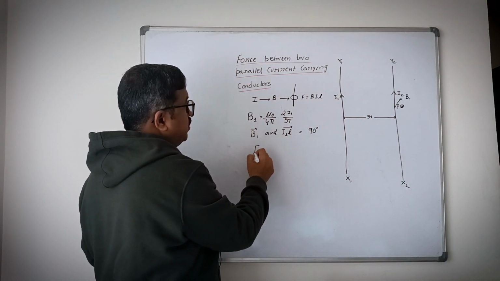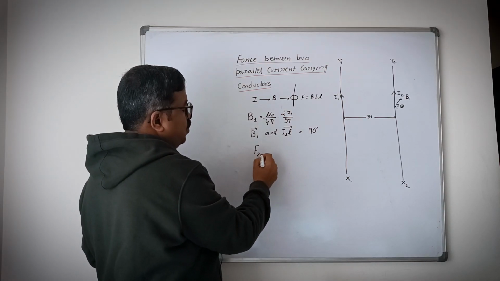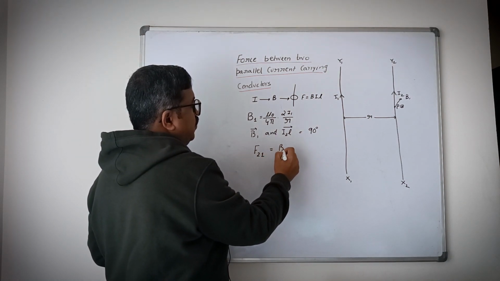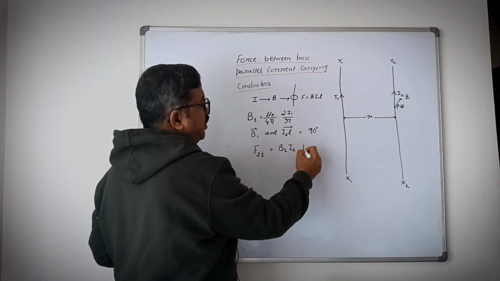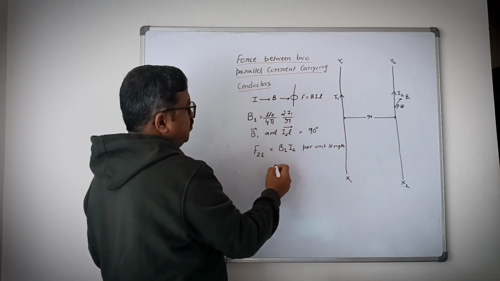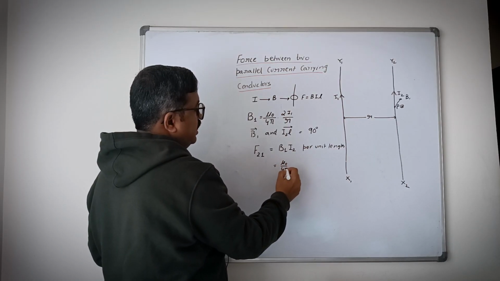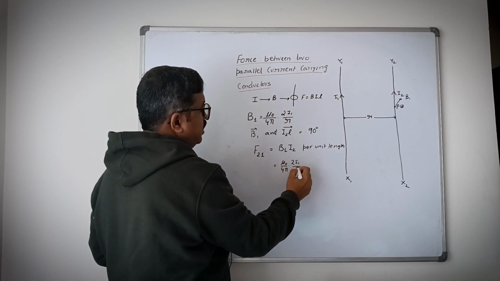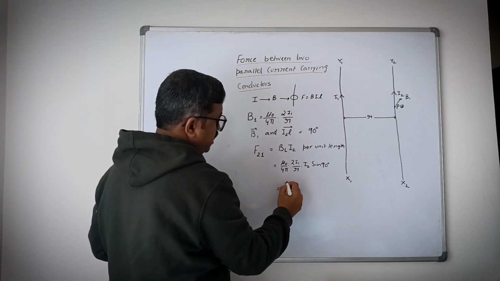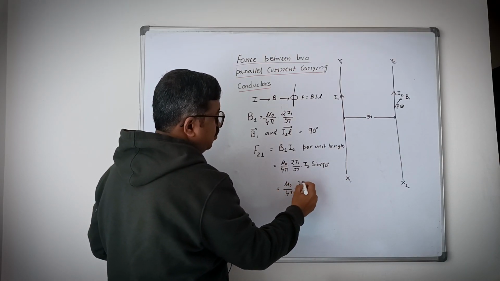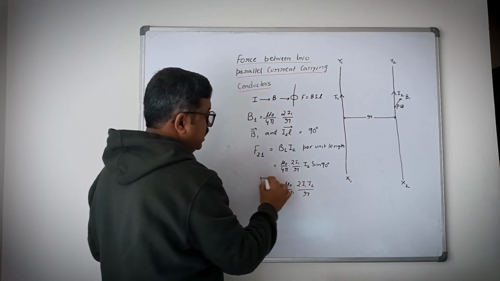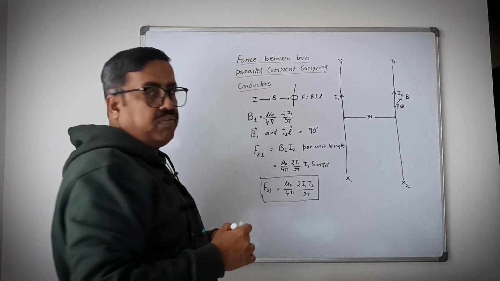Therefore, the force experienced by the second wire due to current in the first wire, we call it F21, is equal to B1 I2. We are not writing L, we'll say this is per unit length. So when I put the value of B, I get mu naught by 4 pi into 2 I1 by R into I2 sine 90. So the force is mu naught by 4 pi 2 I1 I2 by R. This is the force which the second wire experiences due to current flowing in the first wire.